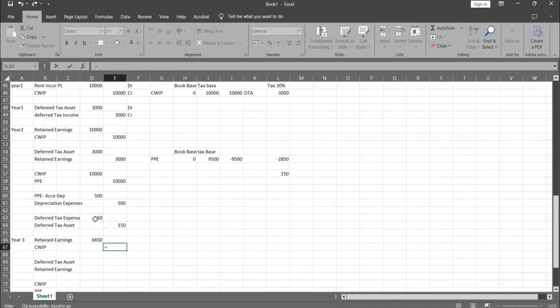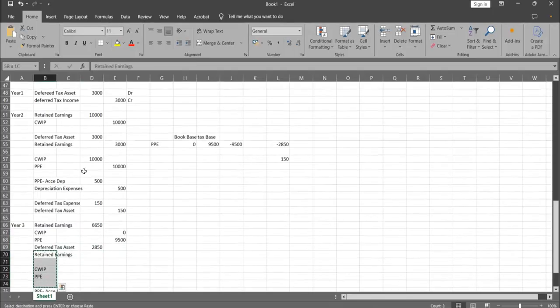In CWIP, we will say this minus this, so CWIP will be 0. In the case of PP, it will be this minus this, and deferred tax asset will be this minus this. With this, our opening adjustment entries have been brought forward.